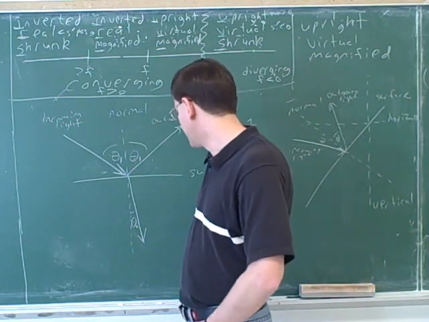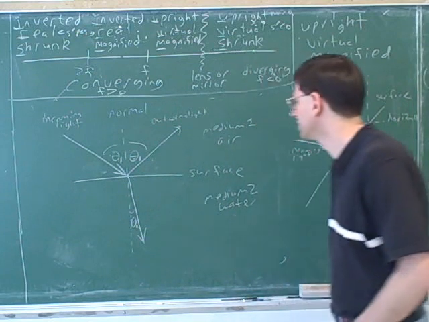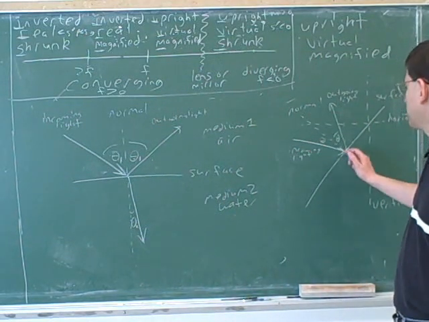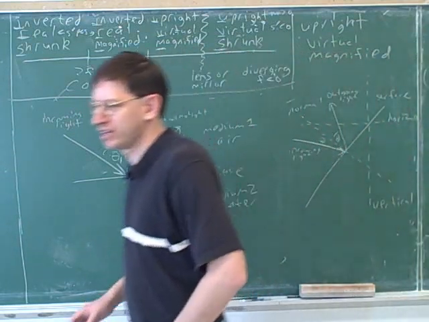In this case, I've shown that it bends towards the normal. We're assuming that we bend towards the normal. So let's do that over here. Let's draw the refracted ray here, and let's suppose it's getting bent in the same way.